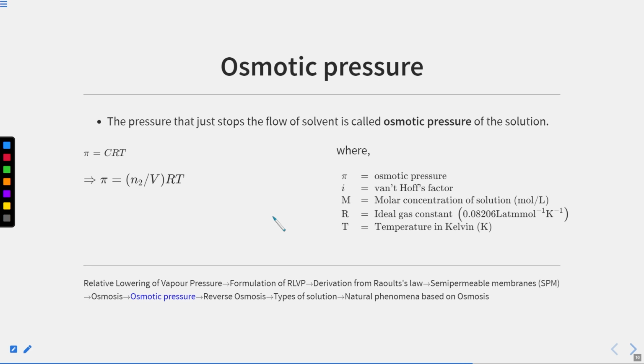Now what will we do? We will replace this N2 by given weight by molar weight, so that we can get the number of moles, and we are shifting this V to this side, or multiplying V on this side. So it will be basically pi V equals W2 into R into T by M2, where M2 is the molar mass. R is the universal gas constant. Sorry, this is written wrong. Pi is the osmotic pressure, T is the temperature in Kelvin. This will be C here.